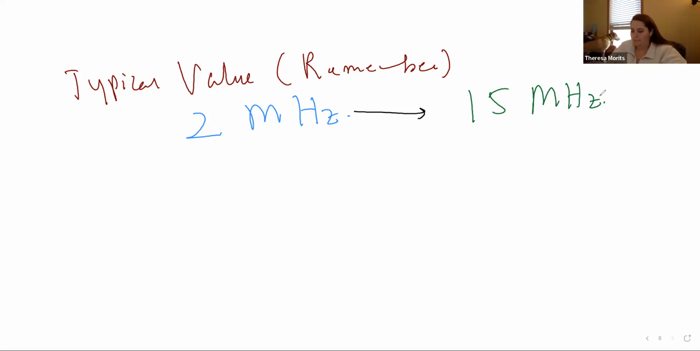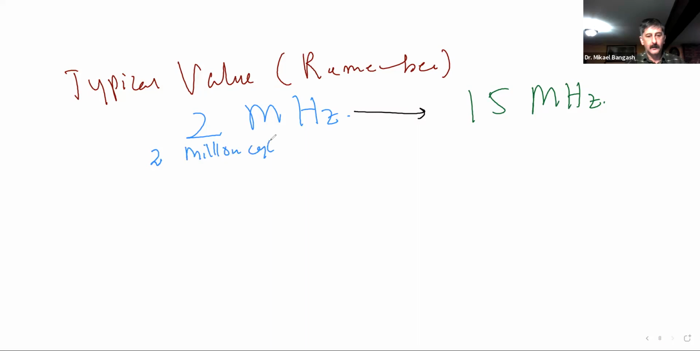Now, what do you mean by 2 megahertz is that there are going to be 2 million cycles per second completed. This is the lowest range, because it can go up to 15 megahertz, which would mean to me that there are going to be up to 15 million cycles per second.